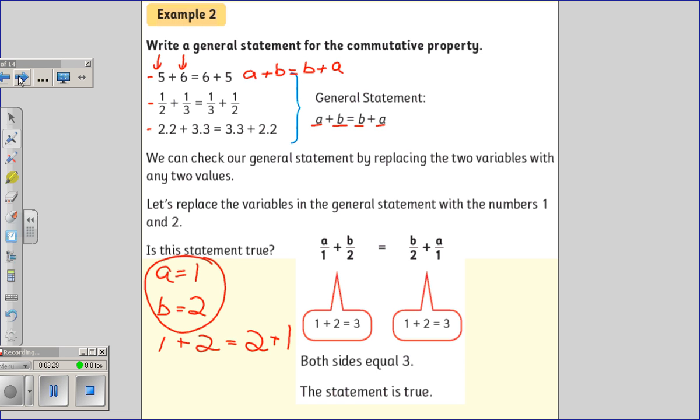What if we have a negative number? What if I say a equals -1 and b equals -2? Let's see if that changes things. -1 plus -2 equals -2 plus -1. Well, I know that a -1 plus a -2 is a -3. On this side, I have a -2 plus a -1. Well, that also equals a -3. So in fact, the rule still works even for negatives. The only stipulation is that we add.